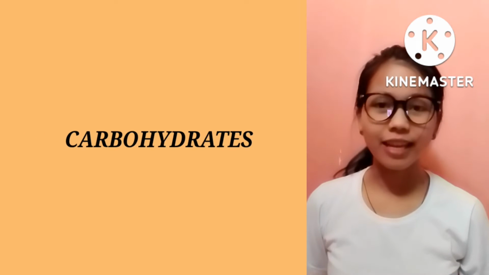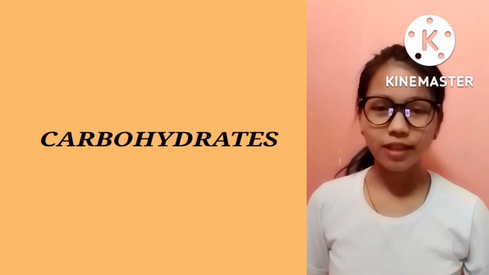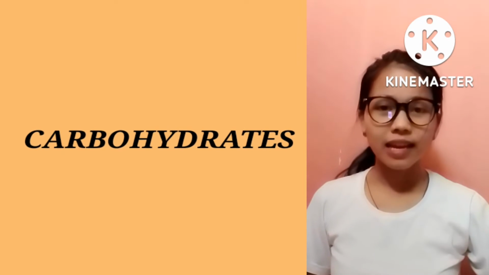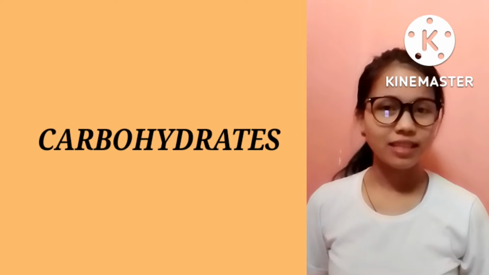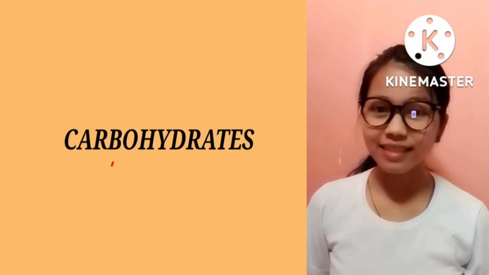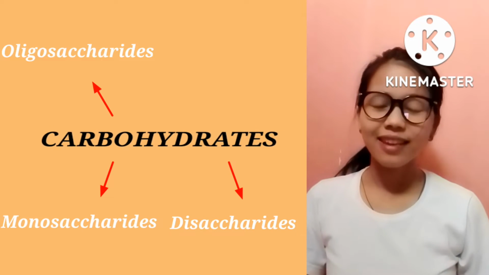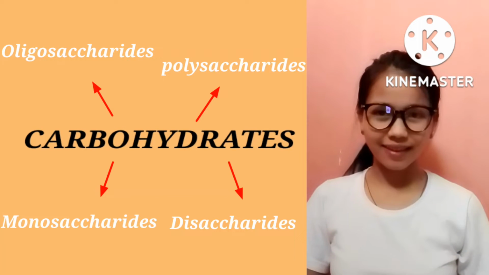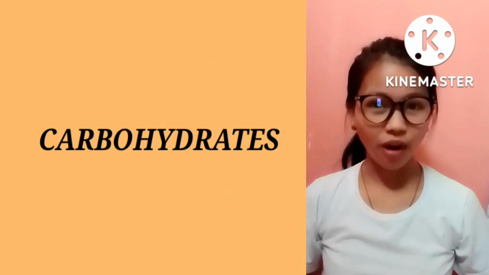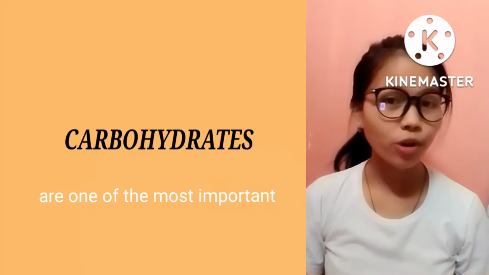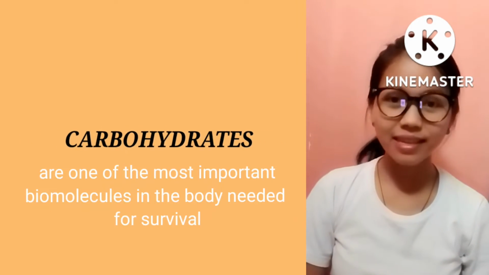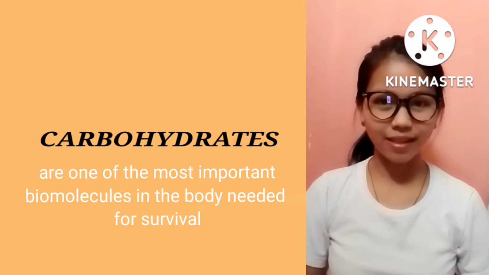Carbohydrates are classified into four groups based on the number of monomer units their structure has. They are monosaccharides, disaccharide, oligosaccharide, and polysaccharide. So, carbohydrates are one of the most important biomolecules in the body needed for survival.